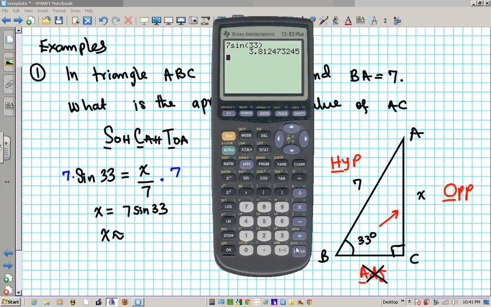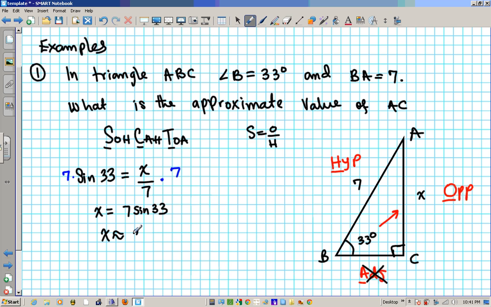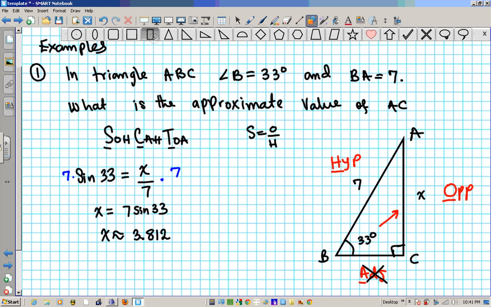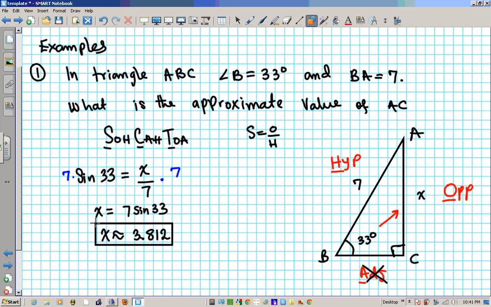The final answer is 3.812. That's good enough for this problem. So that is basically the length of AC. AC is 3.812. Alright, let's go ahead and try another problem.